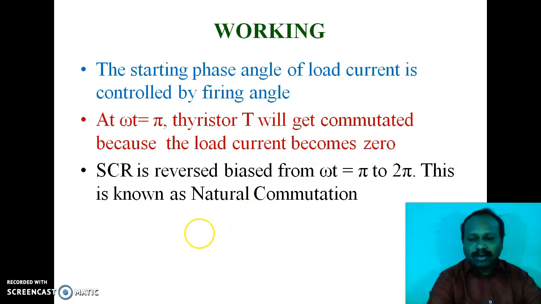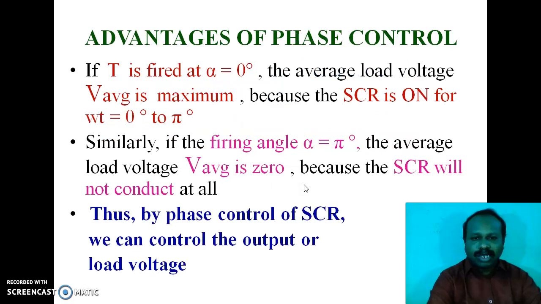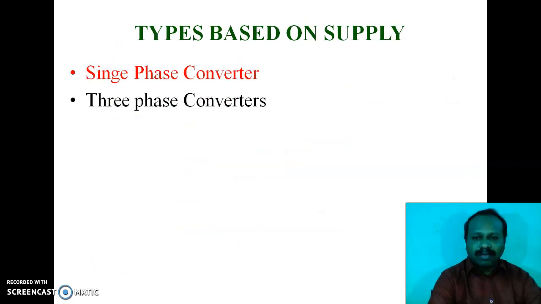So after omega t equal to pi, the thyristor gets commutated because the load current becomes 0 and the supply voltage reverses. So during the phase angle omega t equal to pi to 2 pi, SCRs are reverse biased due to the supply voltage, that is known as natural commutation or line commutation. Advantages of phase control: by using this phase control, the SCRs, we can control the output or load voltage. That is the major advantage of phase control.